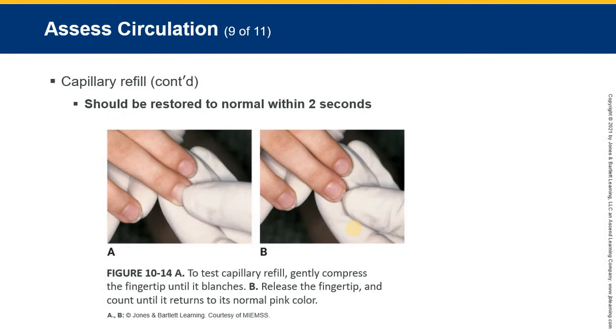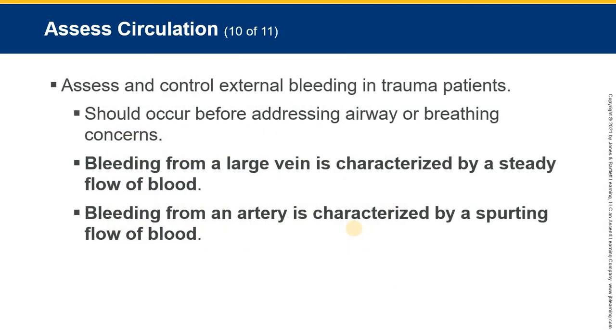This is normally done on pediatric patients and the elderly. Now, the blood circulation should return within 2 seconds. So 2 seconds or less is going to be normal. As you see in the picture, they just press down on the nail bed. It blanches, and then they release, and they just count how long it takes. And as I said, in trauma patients or patients where a lot of blood is around them, the first thing we assess is the circulation.